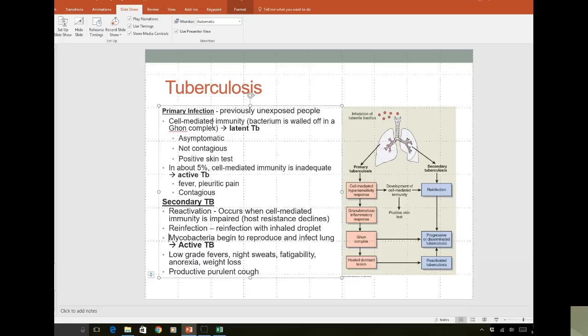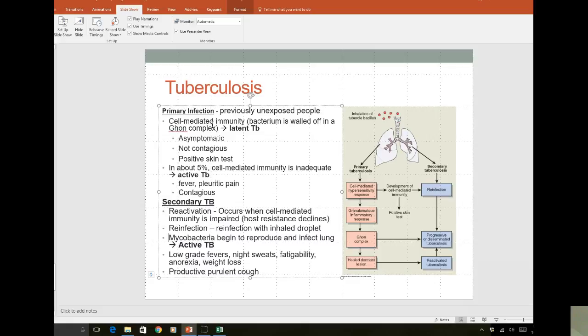But in about 5% of people, the cell-mediated immunity is inadequate and they will develop active TB. And here they would get fever, pleuritic pain, fatigue, weakness, and they would get the bacterium in their sputum, and then they could cough it out, so they're contagious.